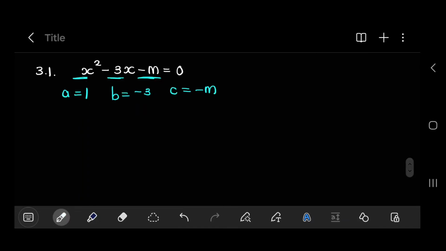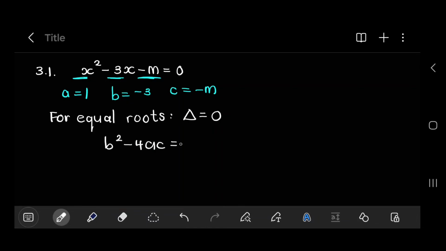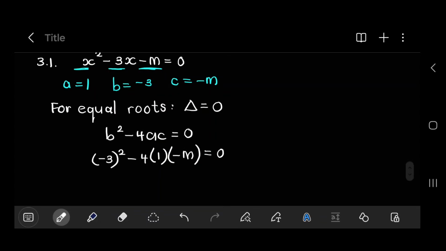Your next step is to write out the condition. So we need equal roots. And the condition here is that for equal roots, the discriminant must be equal to 0. Let's further expand. We know that the discriminant is b squared minus 4ac. Let's substitute in here. B is negative 3. A is 1. C is negative m. And all we've got to do from here is solve for m.